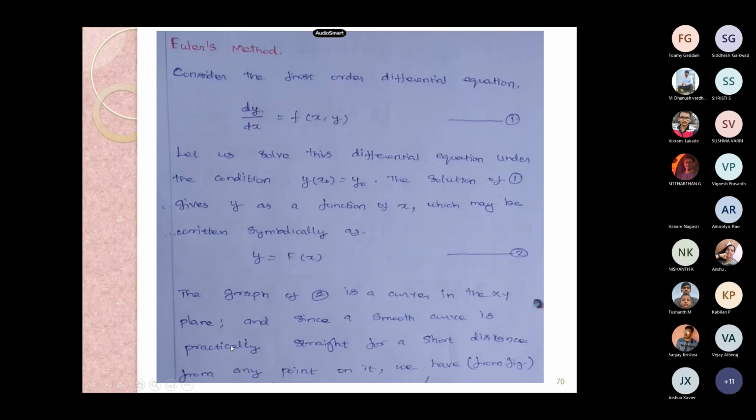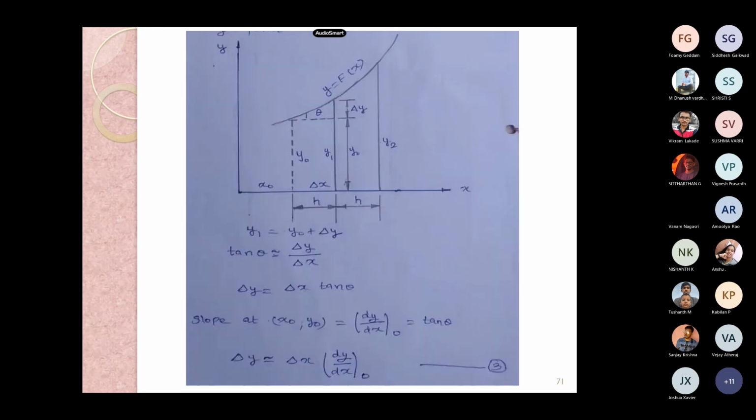What we need to do, we are going to build this with a graph, that is, in the xy plane. Since a smooth curve is practically straight for a smaller region, with that we are going to derive Euler's method. Let this be the given function, y is equal to f of x, and we are going to deal with some minimum portions.